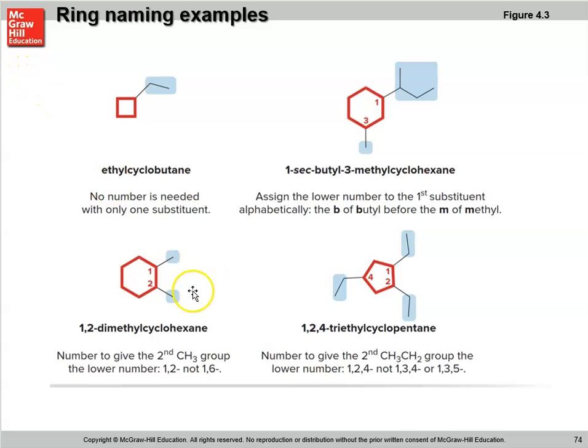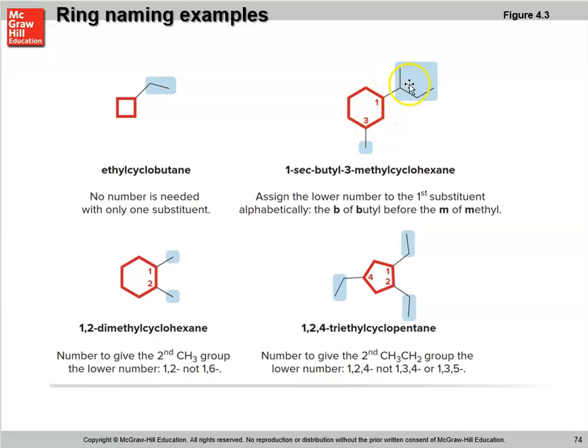Here are some other ring examples. So we have a methyl and ethyl group. The 2 carbon straight chain is going to be a substituent off of the 4 carbon cyclobutane group. So here, just one group off of there, so we don't need to number it. Ethylcyclobutane.